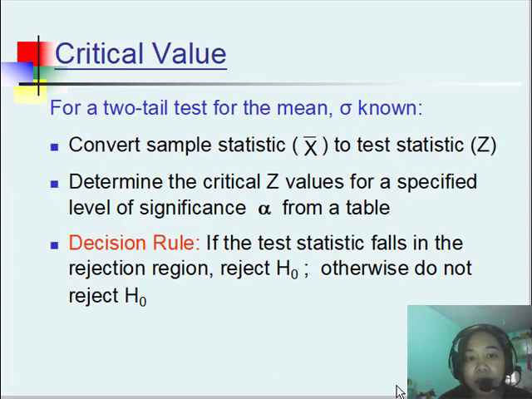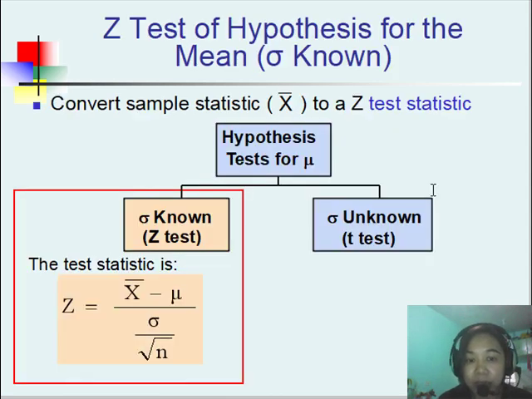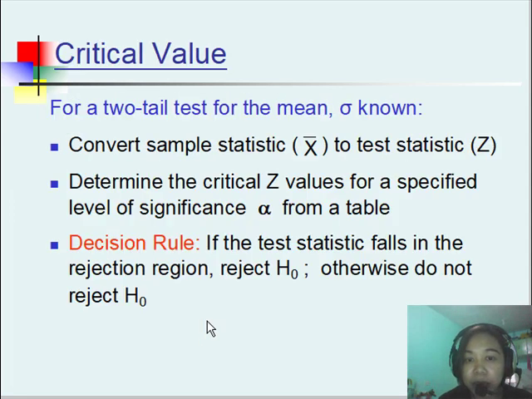For the critical value for a two-tailed test for the mean, where sigma is known, we convert the sample statistic x bar to test statistic z using this formula. Then we determine the critical z values for a specified level of significance alpha from a table. So this is the table of the area of a normal curve.